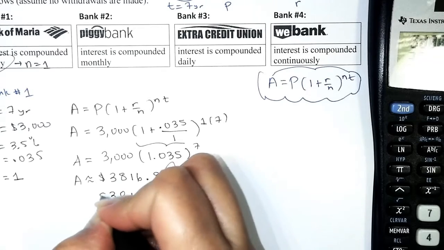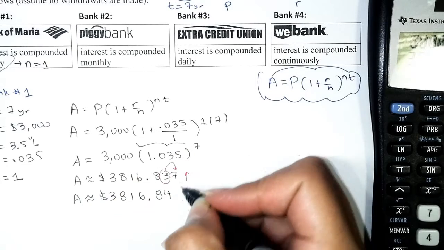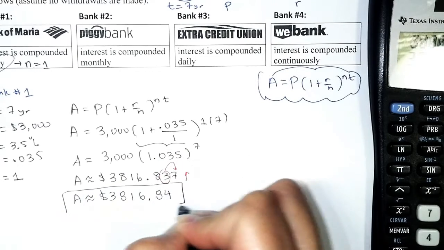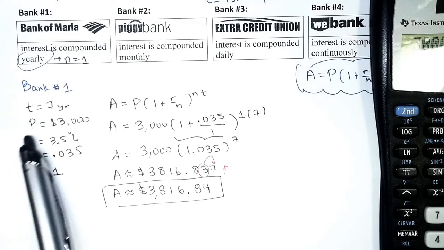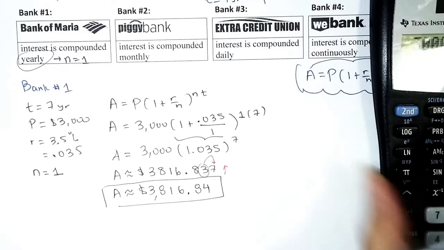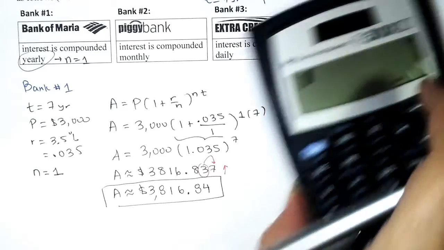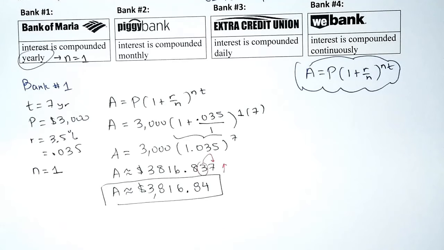The final amount at bank number 1, or Bank of Maria, is $3,816.84. That's pretty neat. We started with $3,000, and after 7 years we have a little more than $800 in interest. Cool. All right, so 1 bank down, 3 more to go.